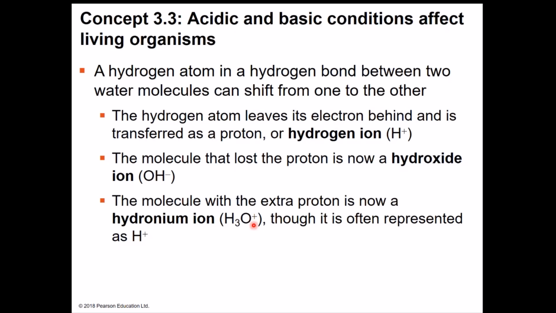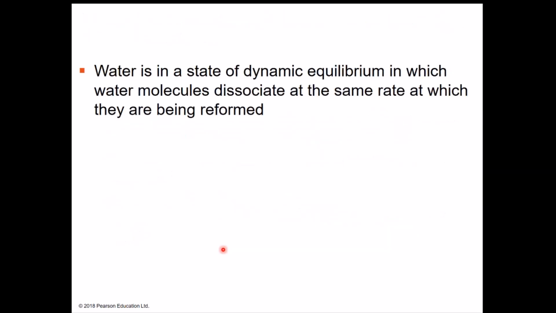Hydrogen ion is the proton that has been transferred to it. And the molecule with an extra proton is now a hydronium ion, and it's indicated by this symbol here. Though it is often represented also as H plus.